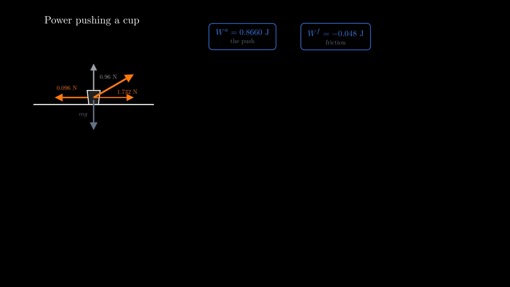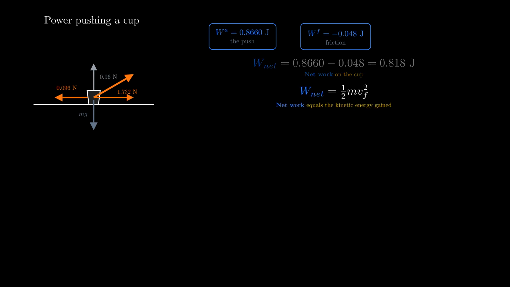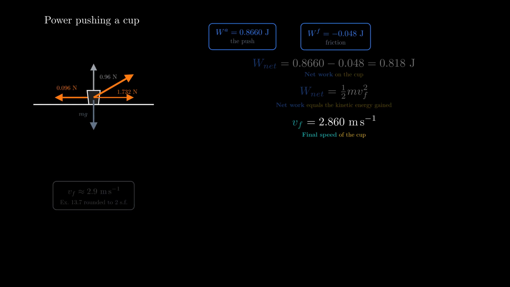Power needs a time interval, and the time comes from the motion. The net work, 0.866 minus 0.048, which is 0.818 joules, equals the kinetic energy the cup gains, 1/2 mv squared. Solving for the final speed gives 2.86 meters per second. This is the same cup we pushed with the work energy theorem earlier. There we rounded the speed to 2.9, and the extra digits we are keeping here give 2.86.